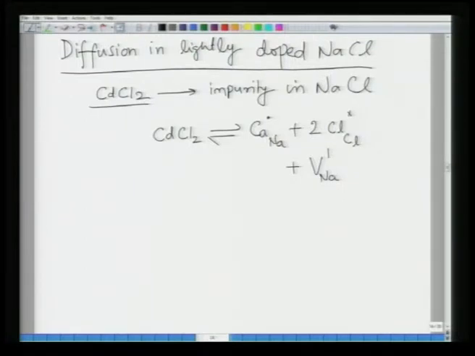This is your extrinsic defect formation. Extrinsic defect means the defect which is formed due to impurities. Now, what is the intrinsic defect?